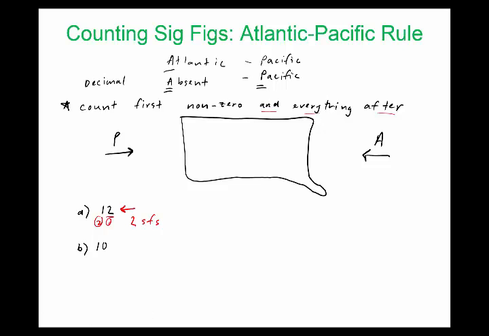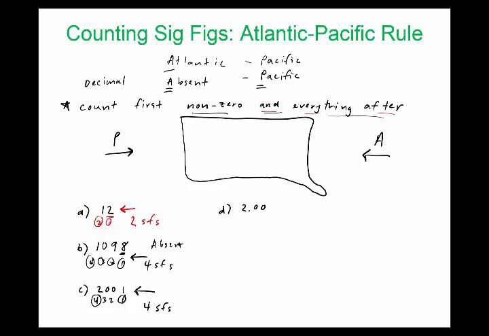So let's try a couple more examples. This number 1098, decimal point is absent. So you count again from this side. This is not a zero, so this counts, the first non-zero and everything after. So this counts 1, 2, 3, and 4. So this number has 4 SigFigs. Here's this number. Decimal point is again absent, so you start counting from this side. This is not a zero, so this counts and everything after. So 1, 2, 3, 4. So this number also has 4 SigFigs.